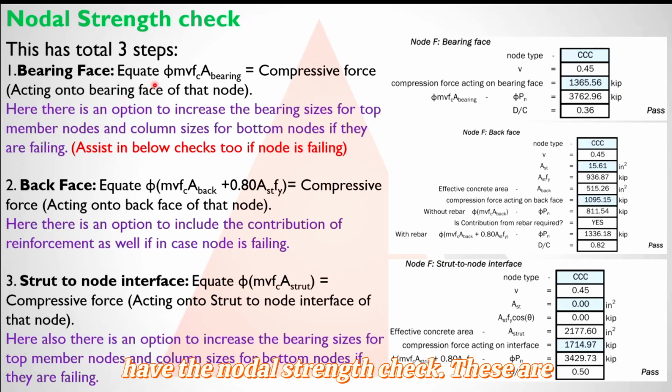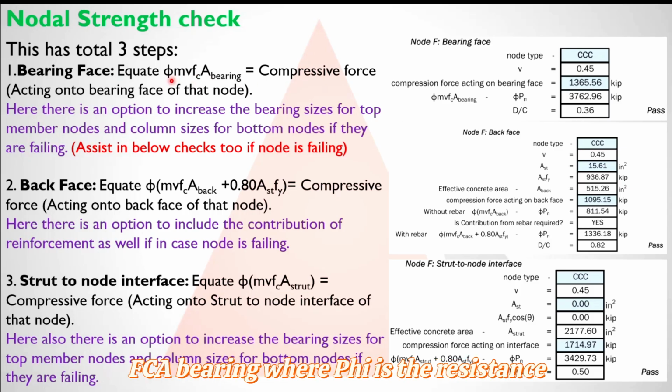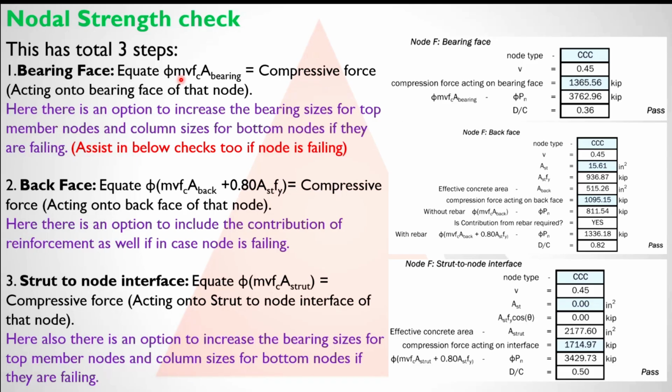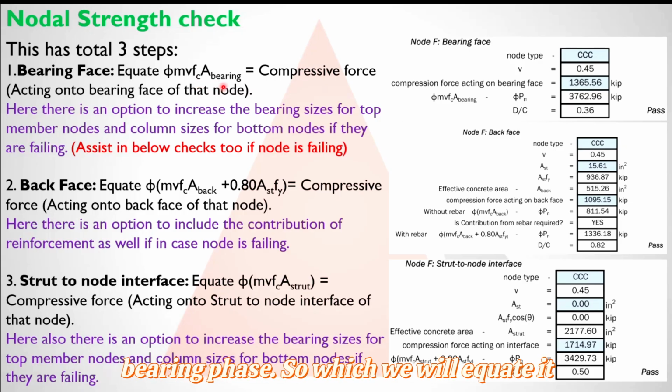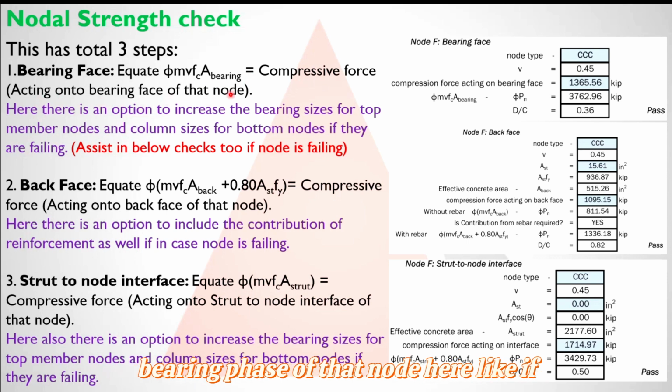So here we will have the nodal strength check. These are three basic steps which we will do on each node point having a joint. The first thing is the bearing face, where we simply equate phi m v fc A bearing, where phi is the resistance factor, m is the concrete confinement factor which I will discuss later, v is the efficiency factor already discussed, fc is the compressive concrete strength, and A bearing is the area of the bearing face, which we will equate to the compressive force acting onto the bearing face of that node.